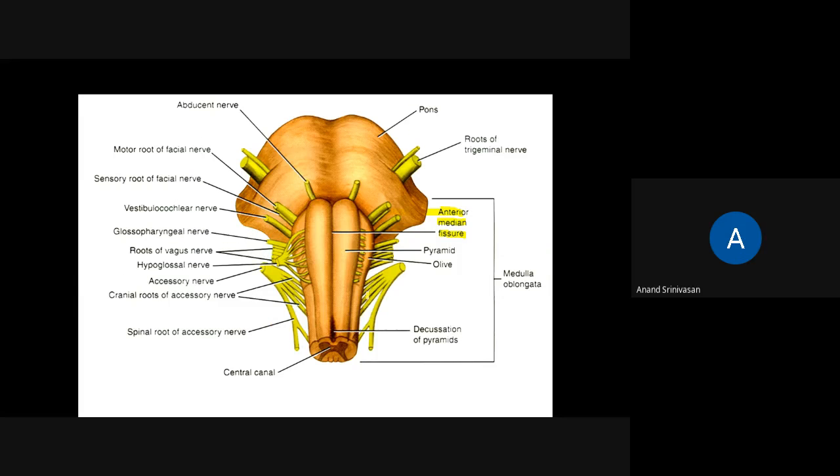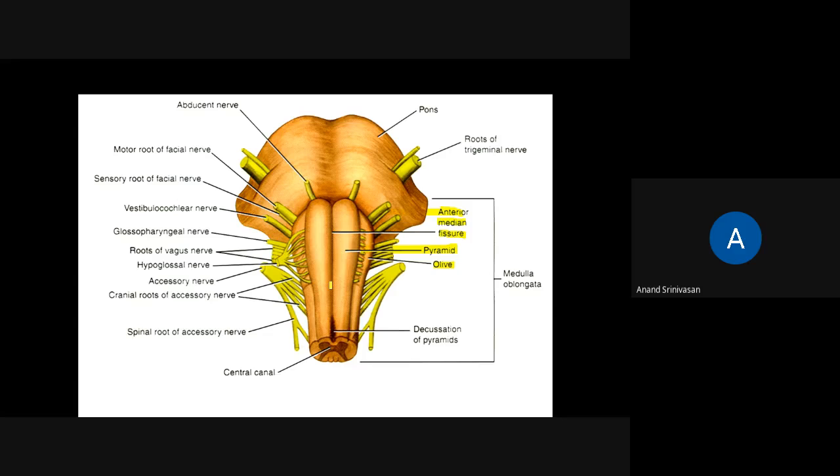The next structure, just next to this median fissure, is an elevation which resembles a pyramid, and that's why it is called the pyramid. Next to the pyramid there is another swelling, or protrusion, which resembles an olive. This is called the olive. Why is there an elevation? Because there is something inside which is pushing it up.